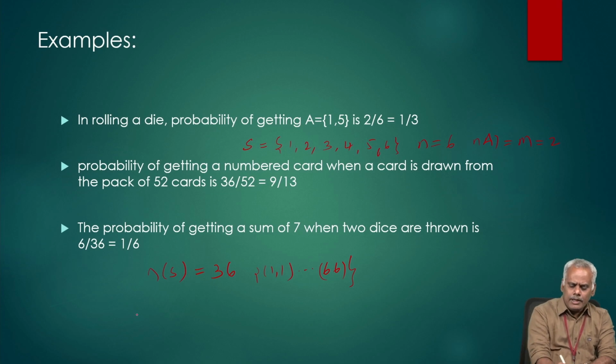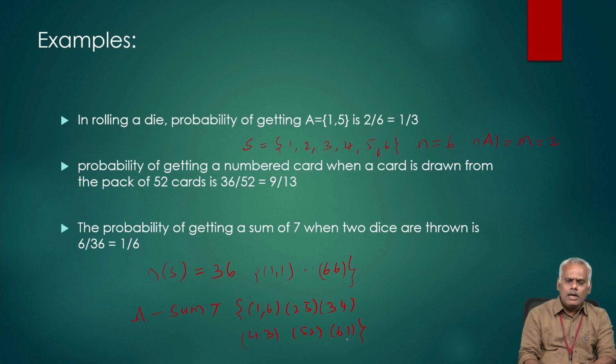Now, what is event A? Getting sum 7. So the favorable events are (1,6), (2,5), (3,4), (4,3), (5,2) and (6,1). So these are the favorable elementary events of the sample space for getting sum 7. So there are 6 favorable events and 36 exhaustive events. So 6 by 36 is 1 by 6, the probability of getting sum 7 when 2 dice are thrown.